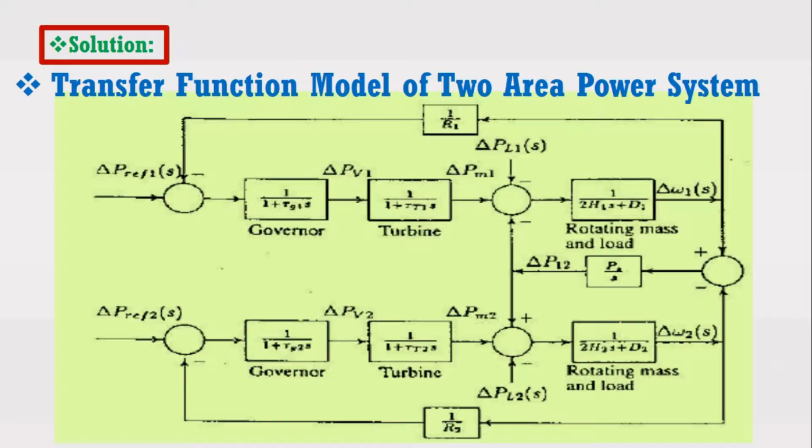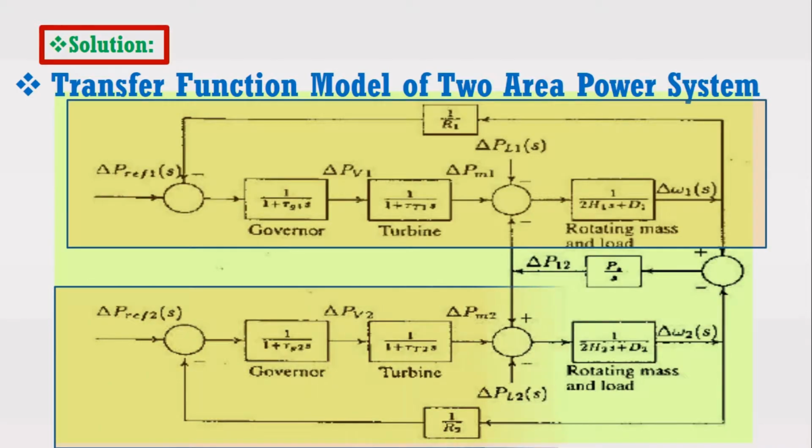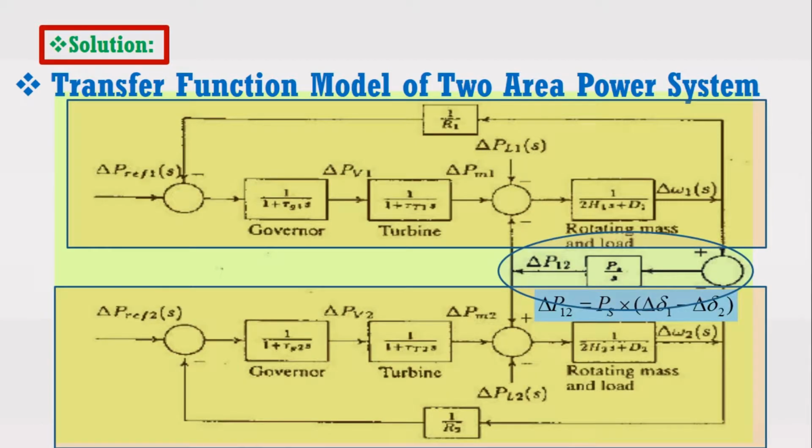Now look at the block diagram of the two-area power system using transfer functions. It may be noticed that if a single-area power plant is successfully modeled in MATLAB Simulink software, then the two-area power system can be easily modeled just by repeating the same procedure of the single-area power system, with only the addition of tie line power flow known as delta P12.